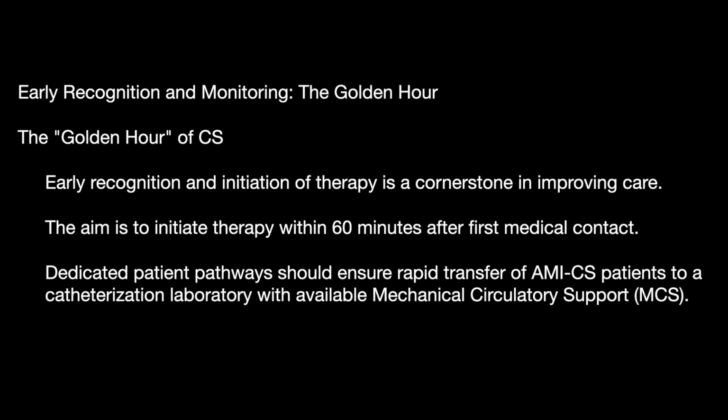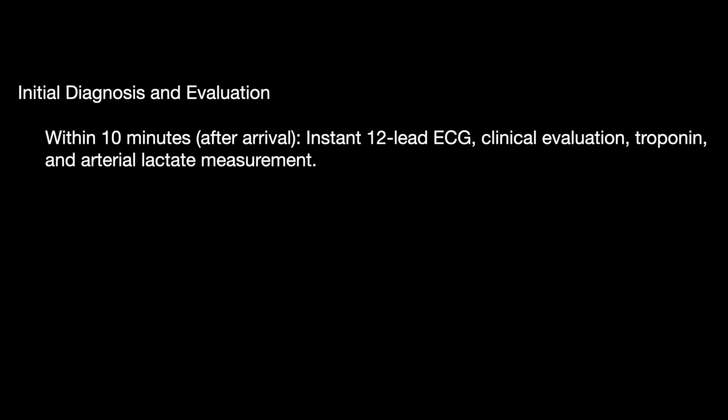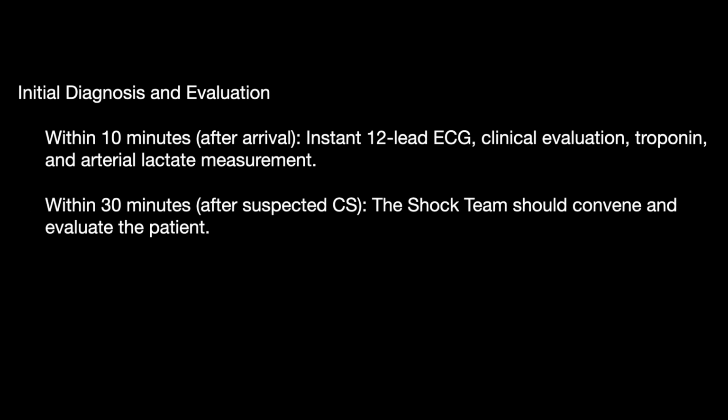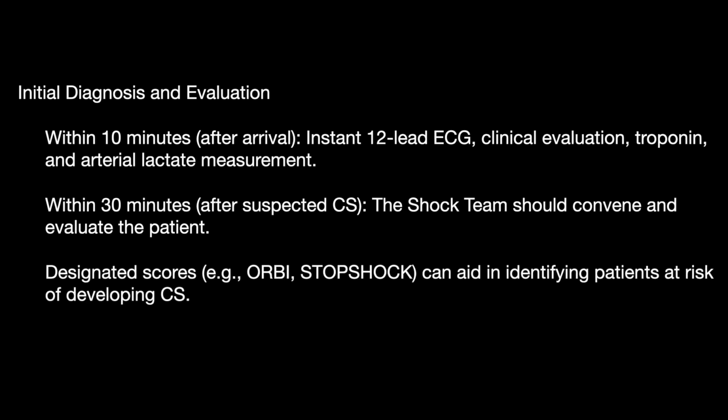Dedicated patient pathways should be there, especially for MI patients, so that they are immediately transported. And for this, the initial diagnosis and evaluation should be done within 10 minutes. Get an ECG, get your clinical evaluation, history, troponins, and lactates. Within 30 minutes, the shock team should convene and evaluate the patient. Designated scores can aid in identifying patients who are at risk of developing cardiogenic shock.